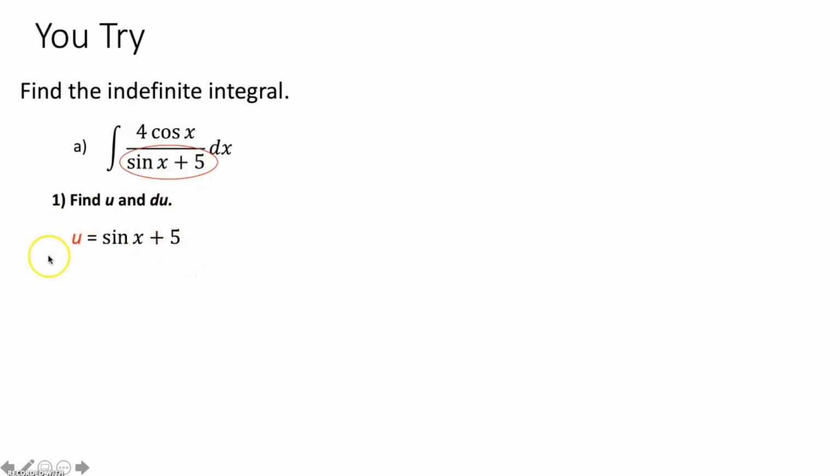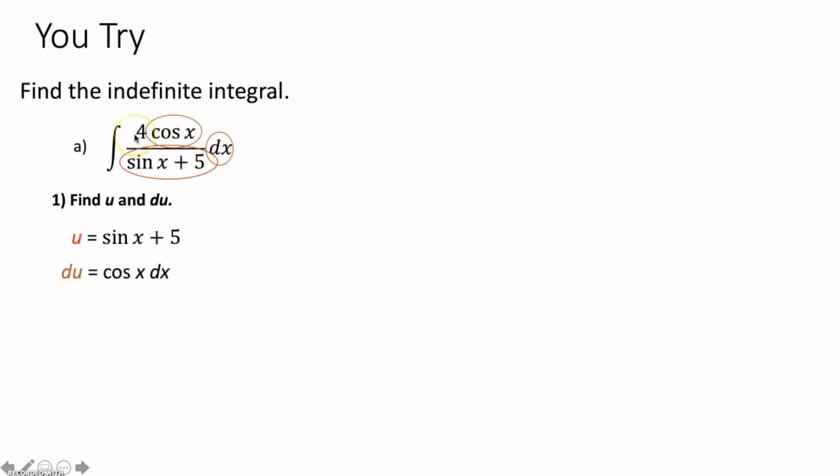The reason is because if I take the derivative of this with respect to x, the derivative of u with respect to x is du dx. The derivative of sine of x with respect to x is going to be cosine of x. Derivative of 5 is going to be 0. Multiply both sides by dx, I get du is equal to cosine of x dx. So that takes care of this cosine of x in the numerator and this dx.